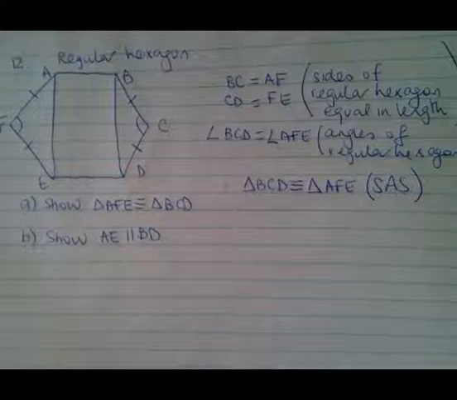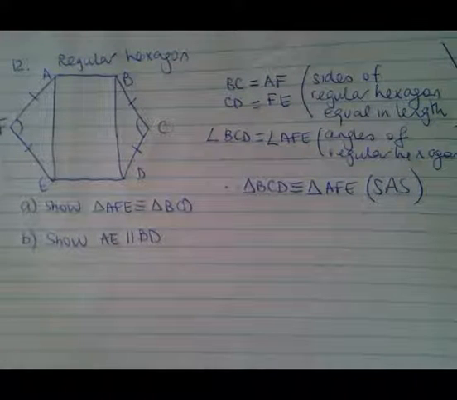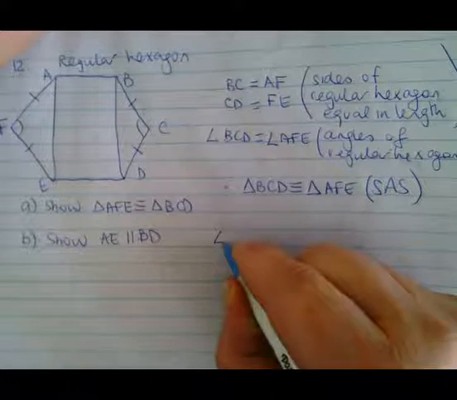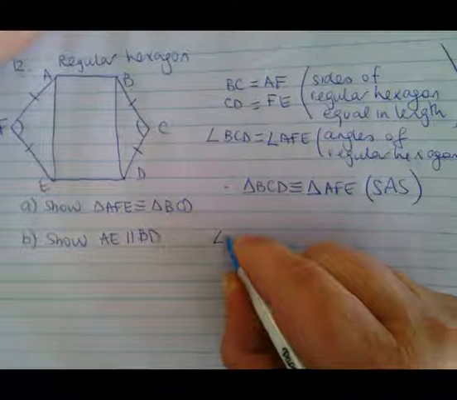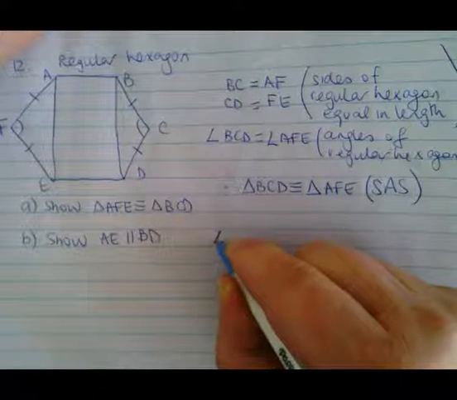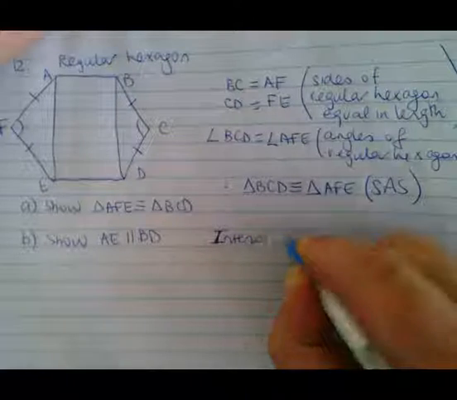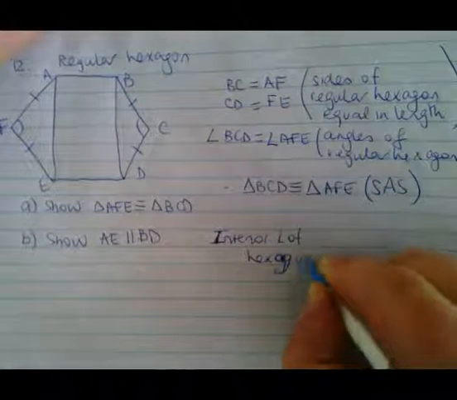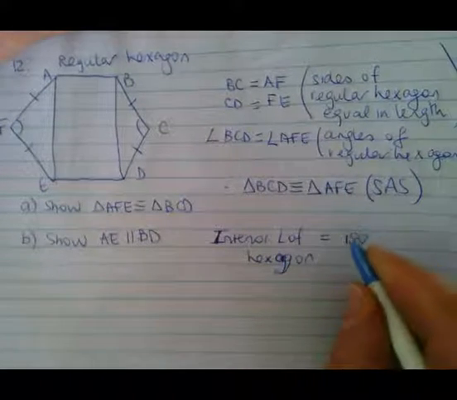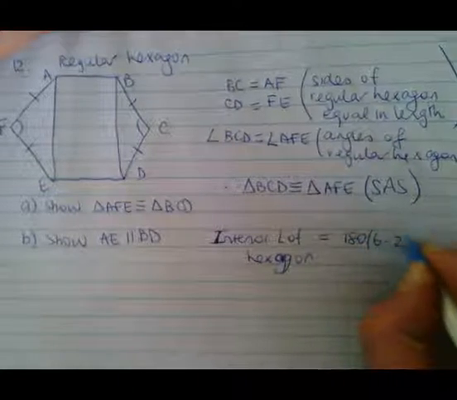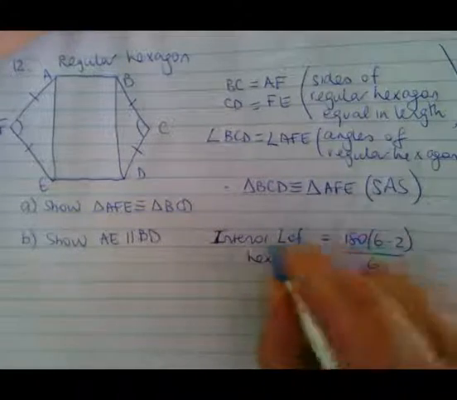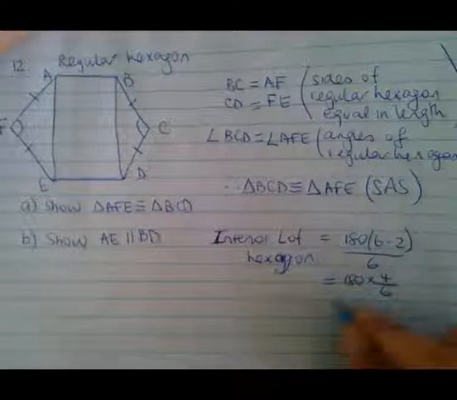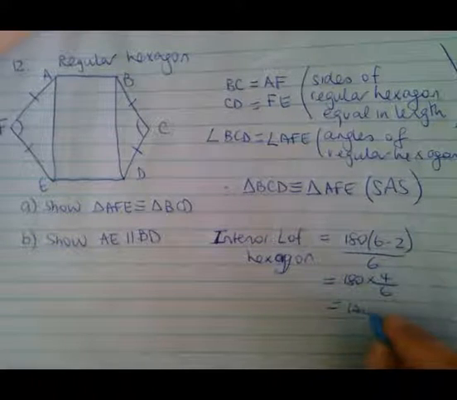Now for part B, show that AE is parallel to BD. I think we need to work out some angle sizes. So let's work out the size of angle BCD. What about one interior angle? An interior angle of that hexagon, the size of it is what? How do you do it? 180 times 6 minus 2 over 6. So the size of one interior angle is 180 times 4 over 6, 2/3 of that, 120.